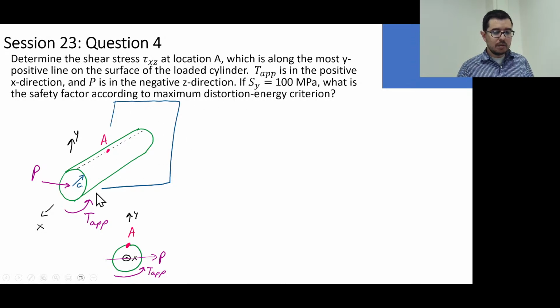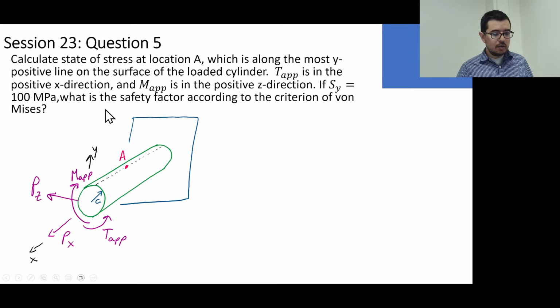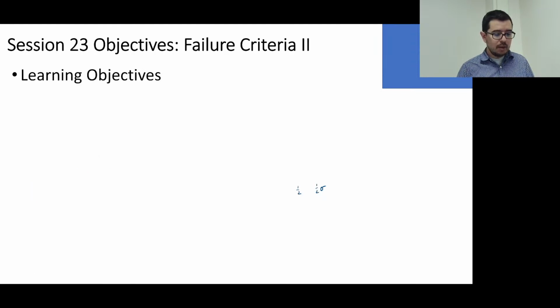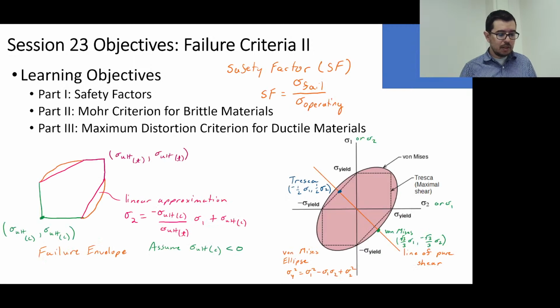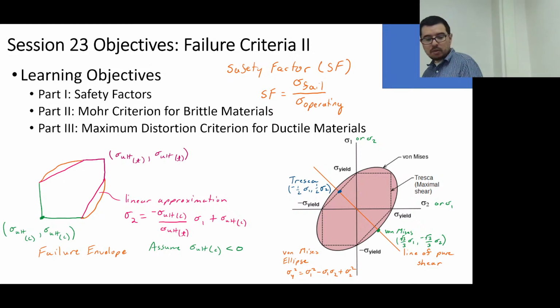For the homework, you get to go back to a similar situation that we've seen before with loading, and then use von Mises to figure out what the safety factor would be, right? And this is what we did today. We covered safety factors, we covered the Mohr criterion for brittle materials, and we covered the maximum distortion criterion for ductile materials.